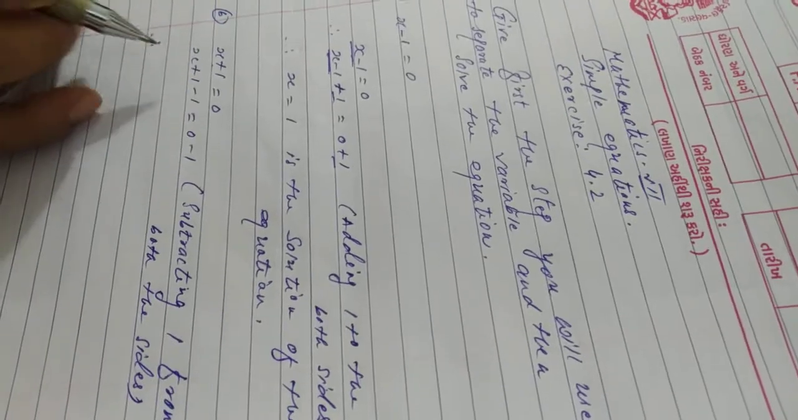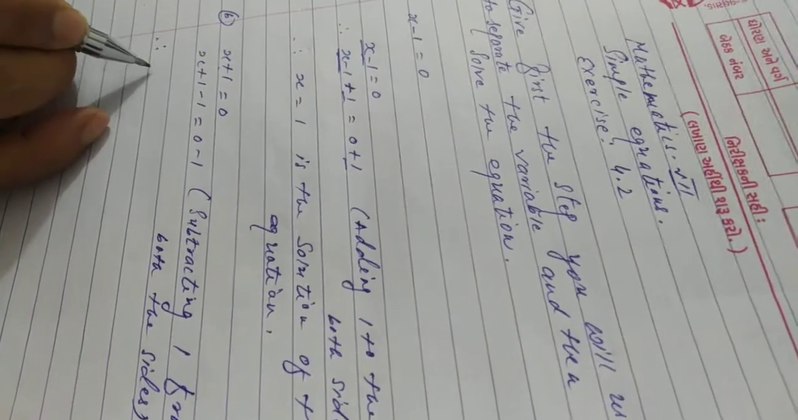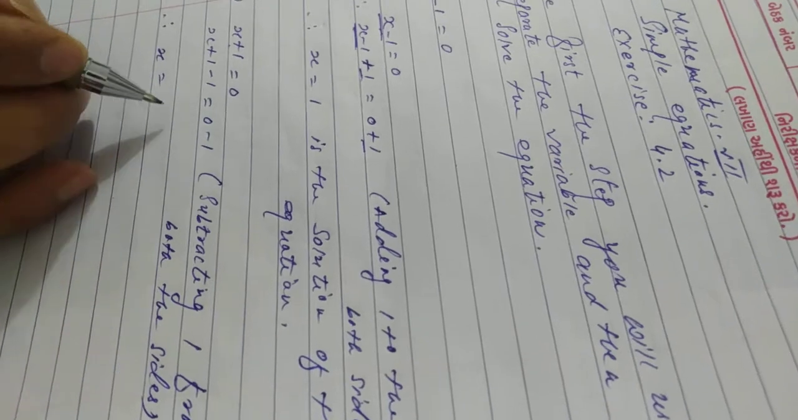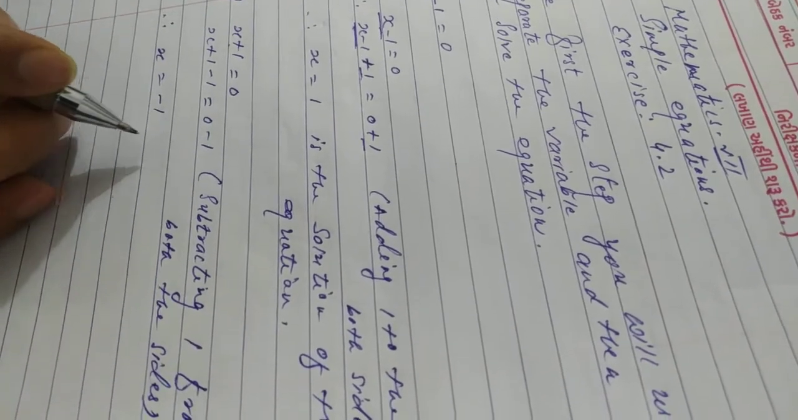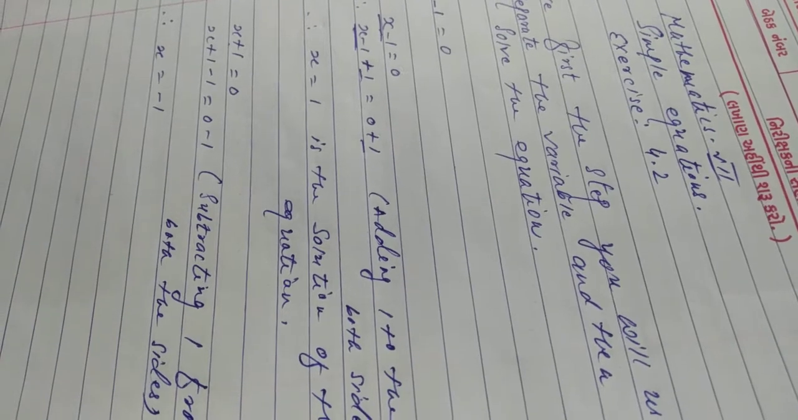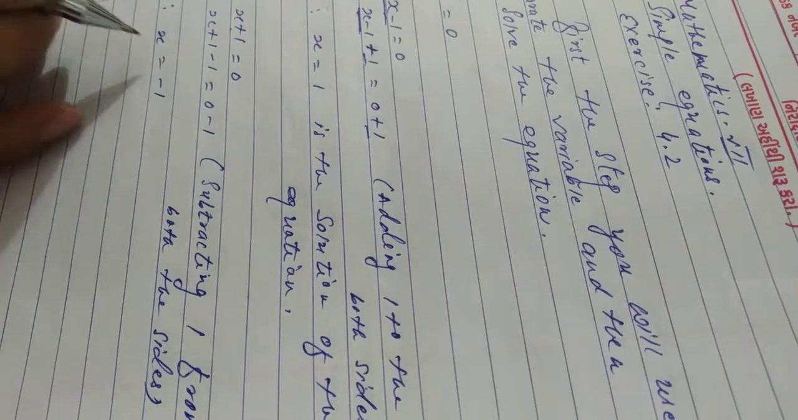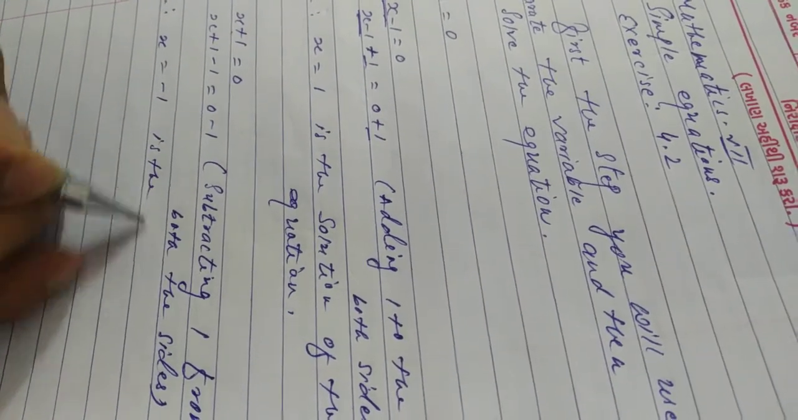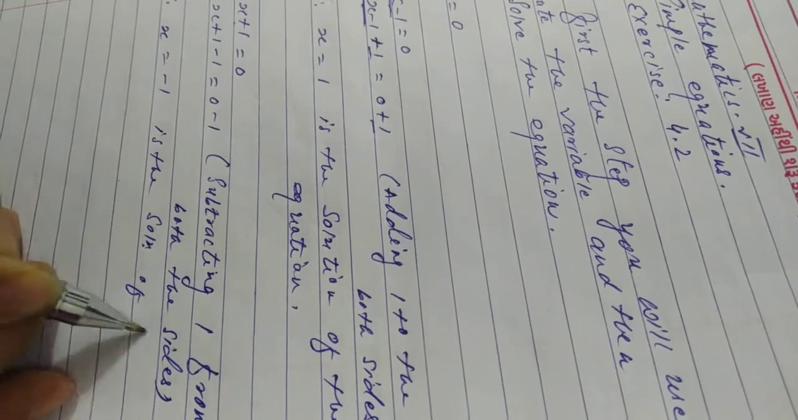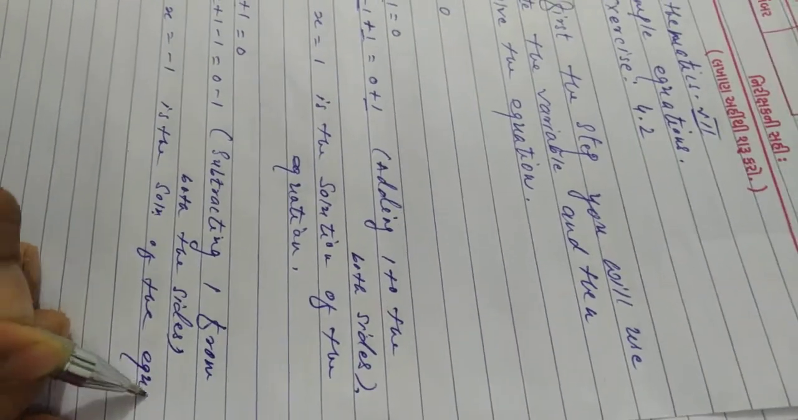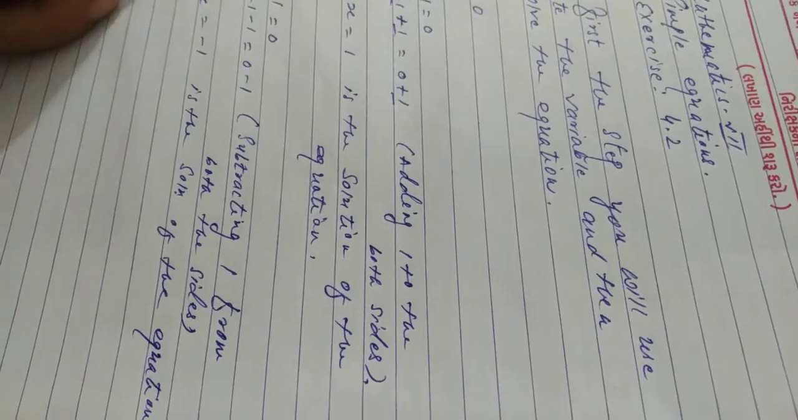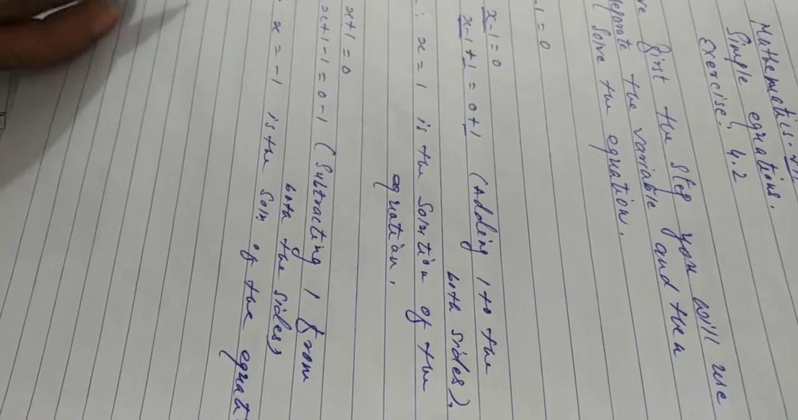right? Now therefore x plus 1 minus 1, so what remains? x. 0 minus 1, so what? Minus 1, right? So therefore x is equal to minus 1 is the solution of the equation. Understood? Now we'll explain you e.